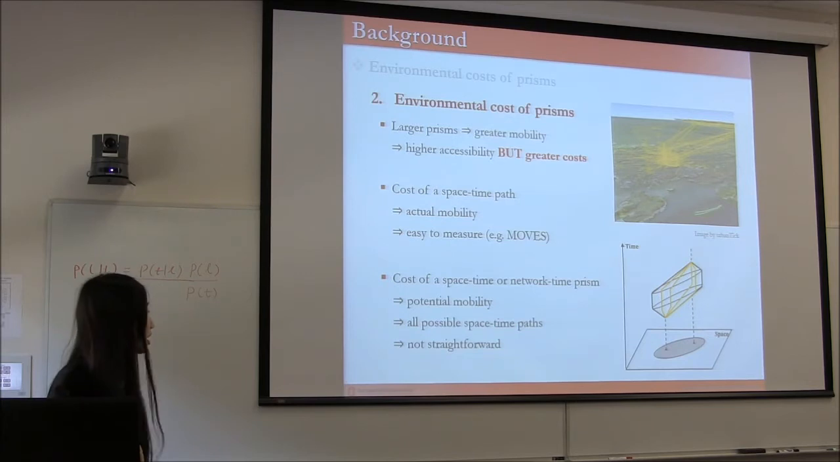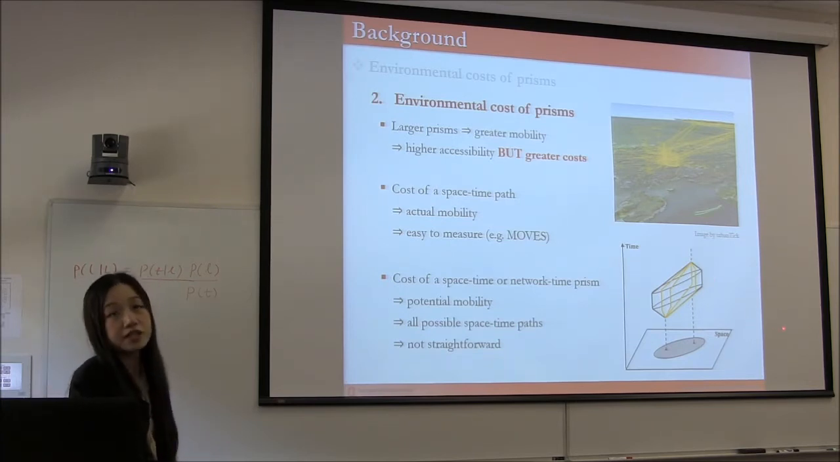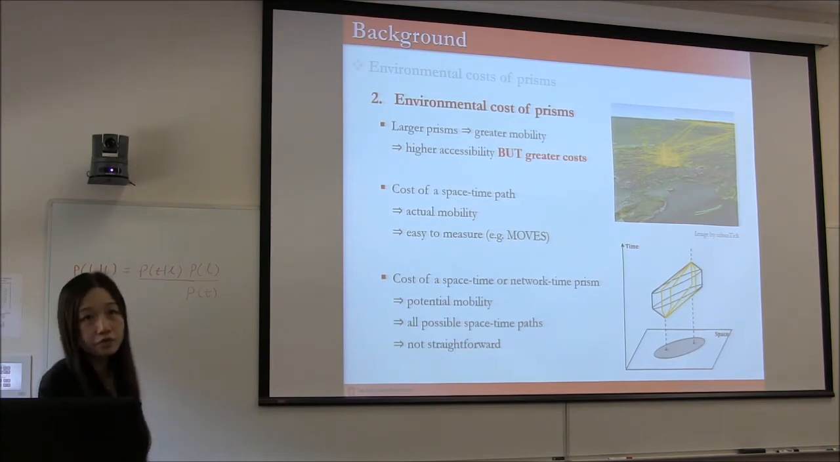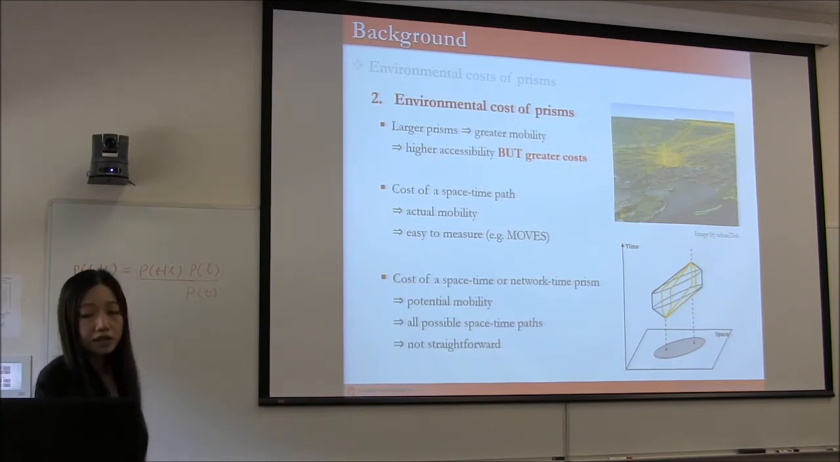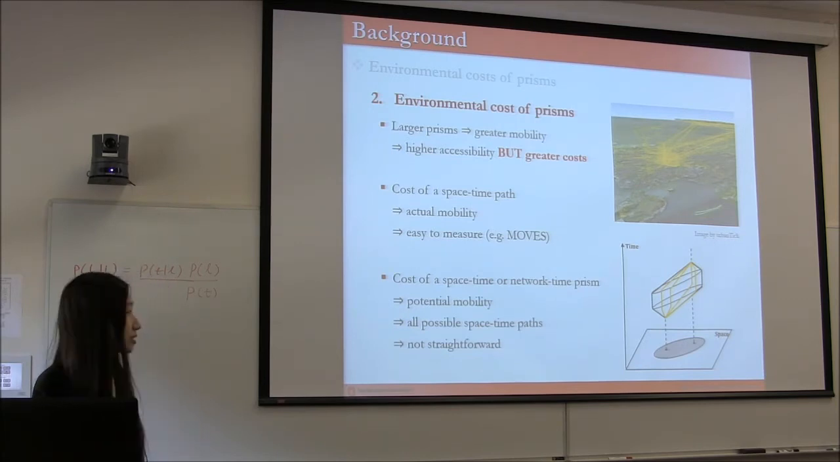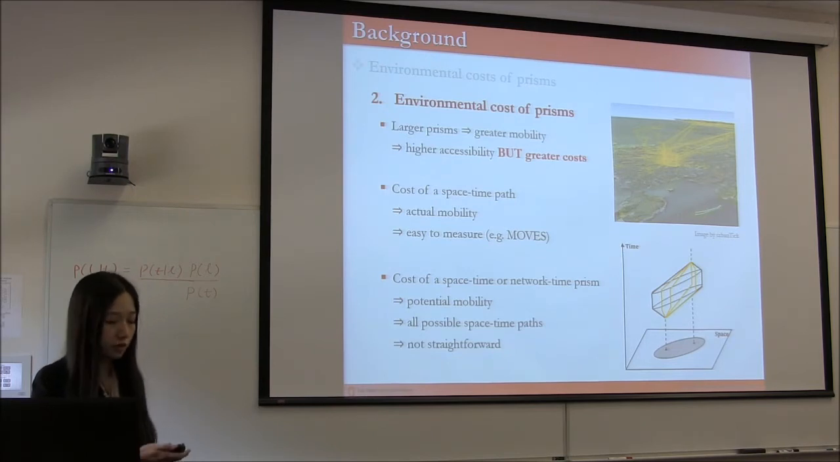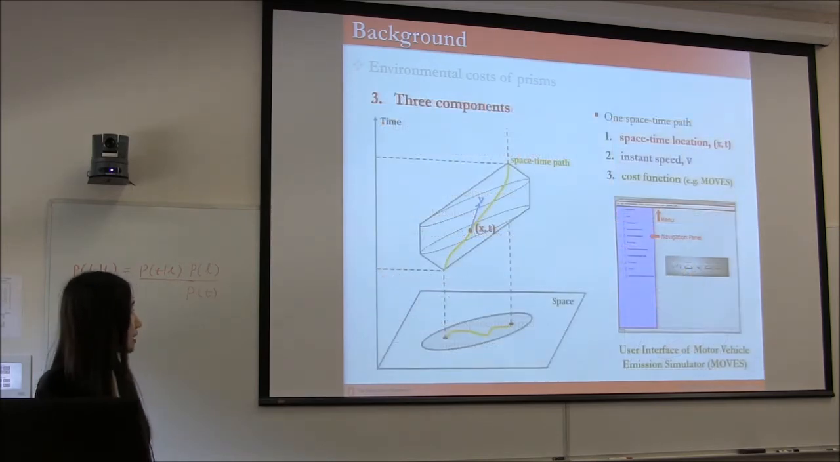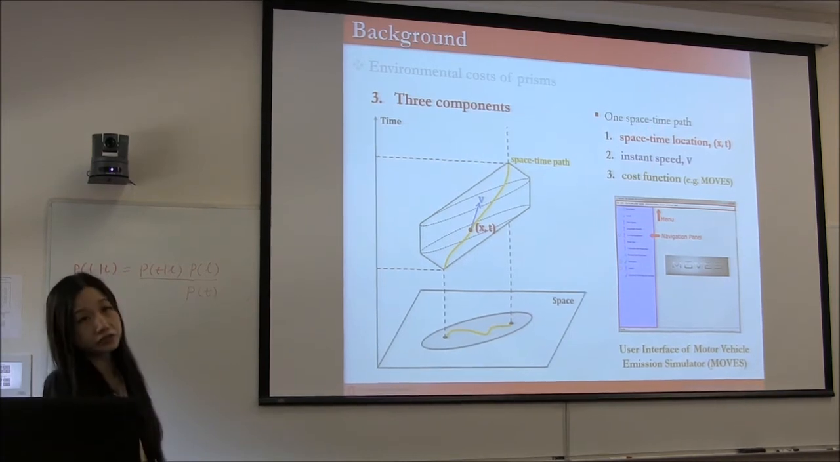The reason is because the prism will include all possible space-time paths. We don't know how many there will be. There might be an infinite number of trajectories within the prism. And also, enumerating all those possible traces is almost impossible and not reasonable and not computational. So in order to calculate that, let's look at one space-time path first.